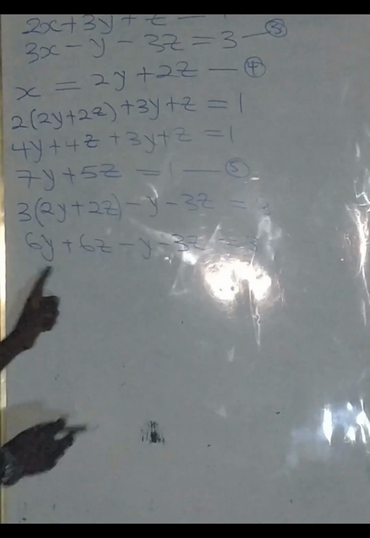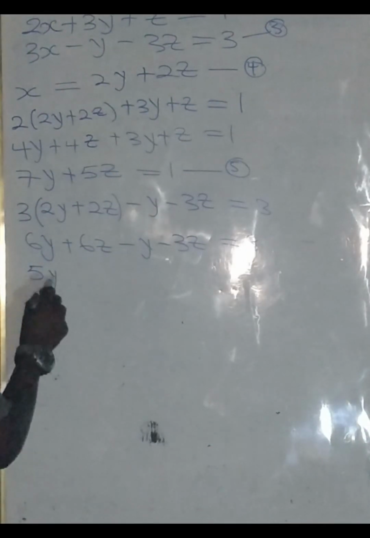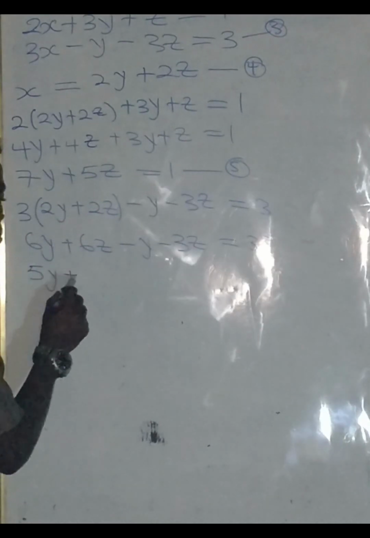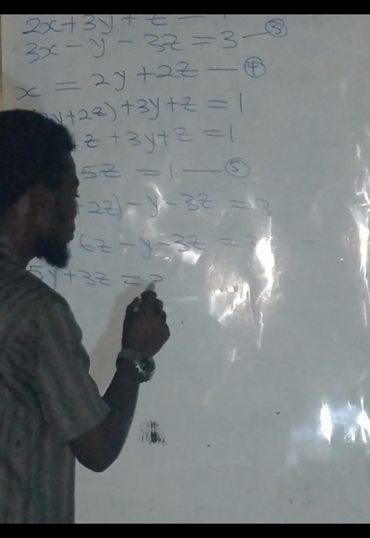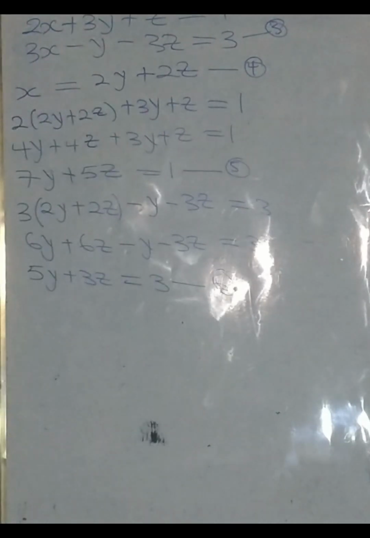Now, let us collect like terms again. Yes, sir. 6y minus y, what's that? 5y. Next you have 6z minus 3z, and what is that? It's 3z. So 5y plus 3z must be equal to 3, eh? Call this equation 6. Now if you look at equation 5 and equation 6 here, both of them have what?